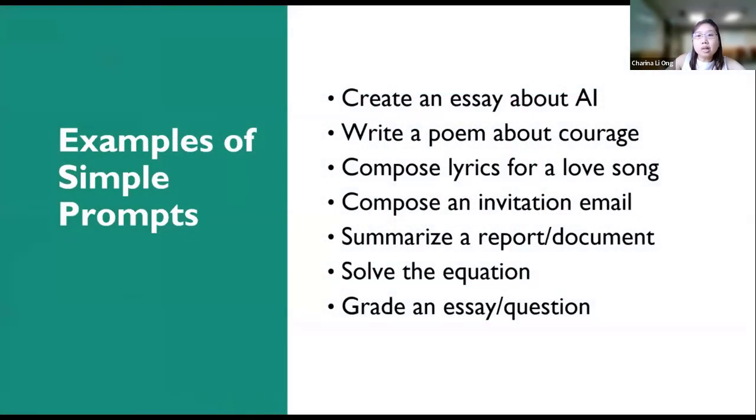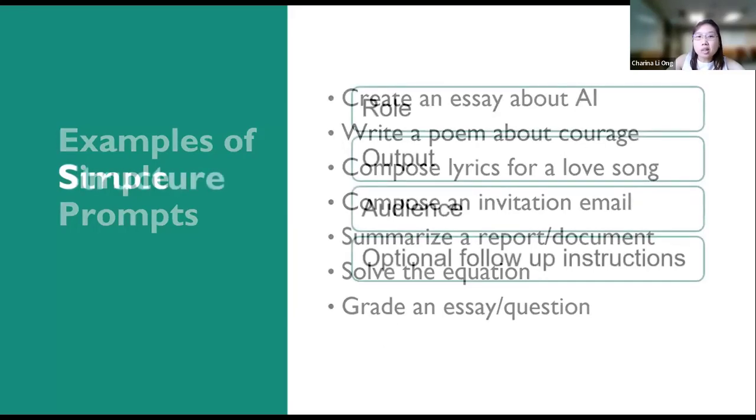As you could see here, ChatGPT requires prompts to be able to produce an output. These are examples of prompts. It could be an essay, a poem, writing lyrics for you, or an invitation email. It allows you to create a report and solve math equations. Even math equations that are difficult to absorb, it will be able to patiently explain to you. And also, one of the things here is grading essays or open-ended questions.